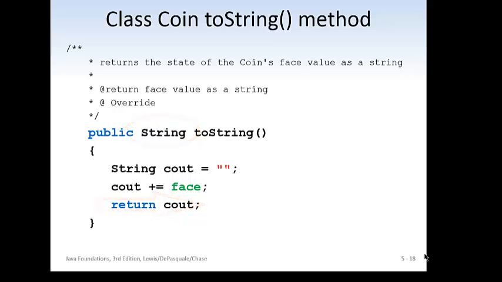Initially, I declared a string and I named it cout because I'm sentimental about C++. I initialized it to null. There's an empty string. And then I used that plus equal operator to append face, whatever value is stored in there, whether it's heads or tails. Java will append that to the null string and then return either the value heads or tails as a string from this method. Pretty cool, huh?